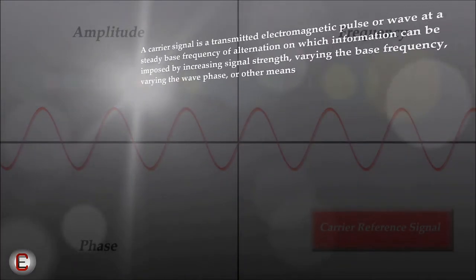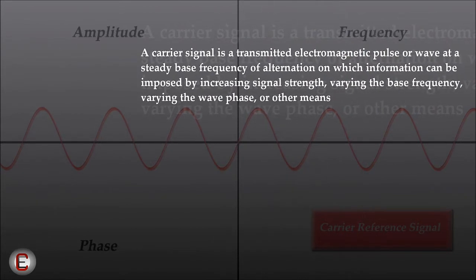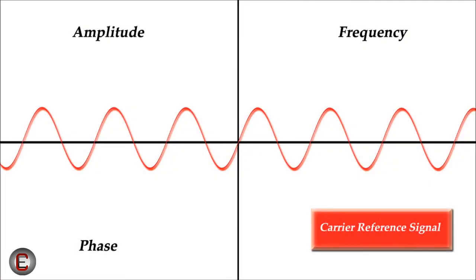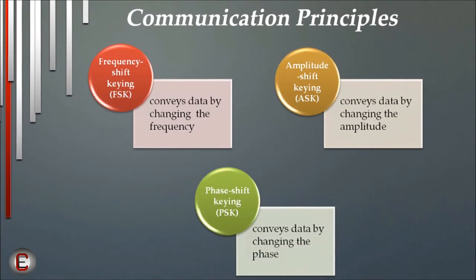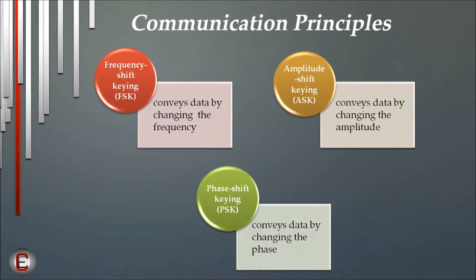A carrier signal is a transmitted electromagnetic pulse or wave at a steady base frequency of alteration, on which information can be imposed by increasing signal strength, varying the base frequency, varying the wave phase, or by other means. This variation is called modulation. This modulation that we talked about can be achieved by certain keying methods. Modulation is a general technique of shaping a signal to convey information. Several keying techniques exist, including phase shift keying, frequency shift keying, and amplitude shift keying.